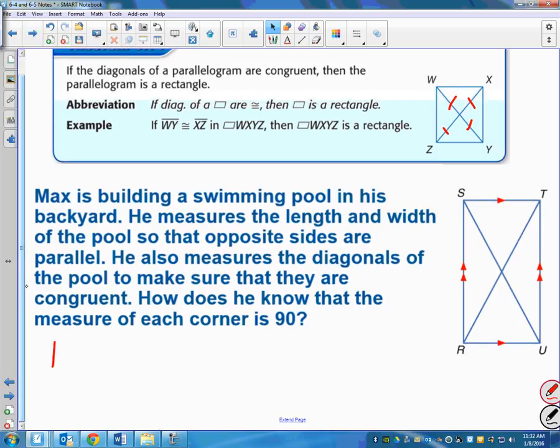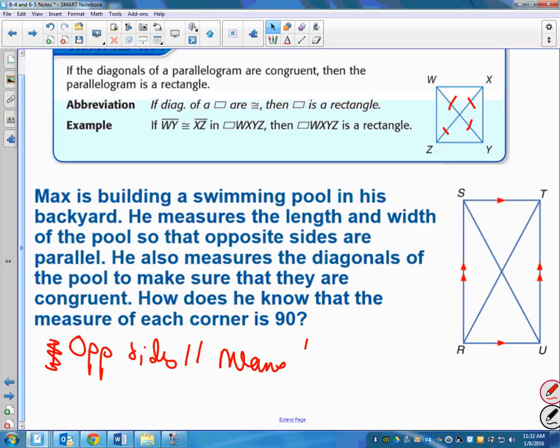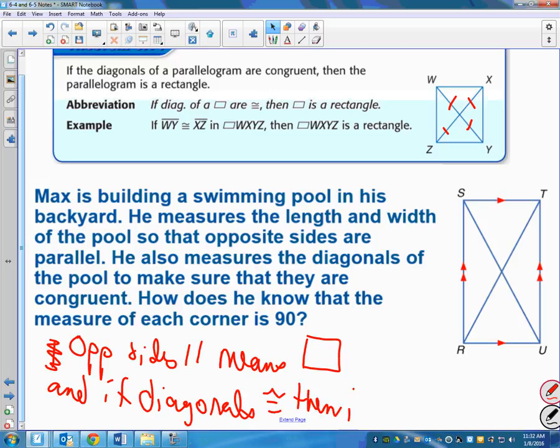So let's shorten this. Opposite sides parallel means parallelogram. And if diagonals are congruent, then it is a rectangle, 90 degrees. Really, I should say it's a rectangle, and a rectangle has 90 degree angles.